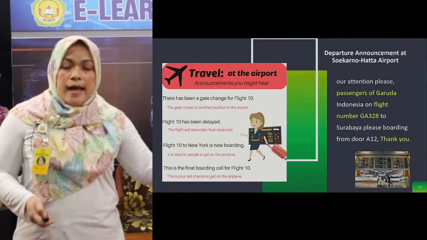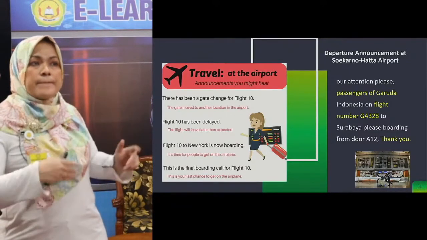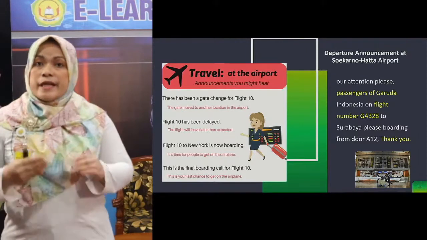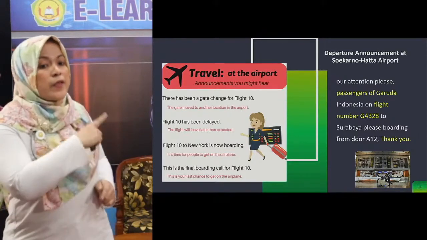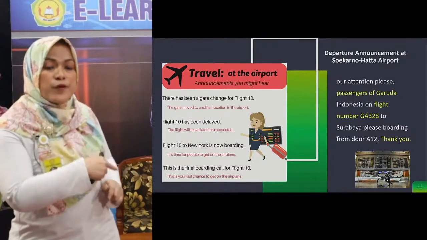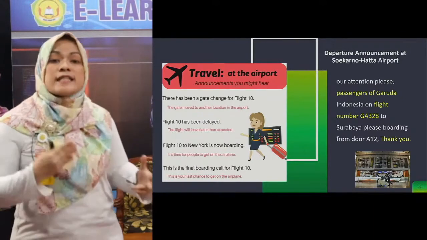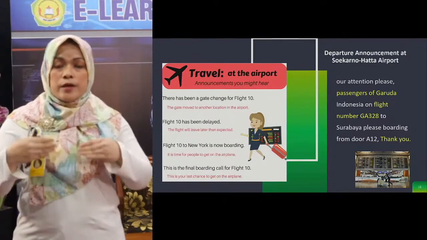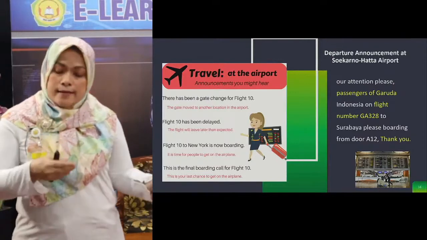So, in the meantime, on the left side, I put an example of an announcement you might hear at the airport. Kind of like this. There has been a gate change for flight 10, like that. Flight 10 has been delayed. So you really need to be familiar with these terms, phrases, or sentences.